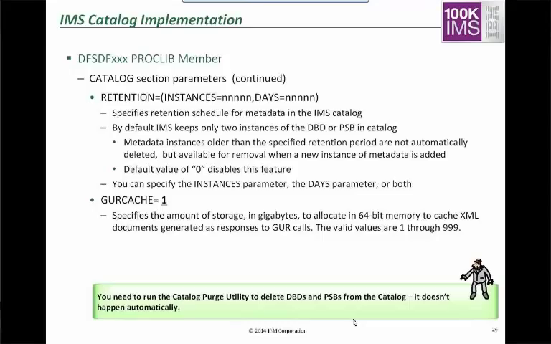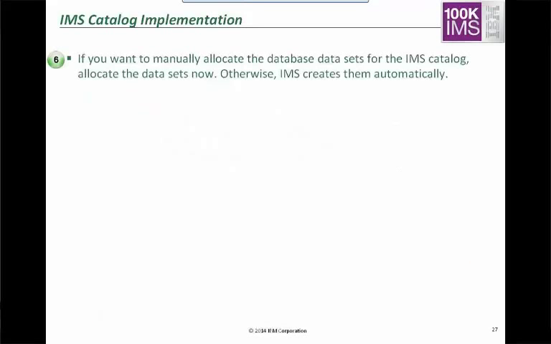There's another parameter called GUR cache equals, and this specifies the amount of storage in gigabytes to allocate in 64-bit memory to cache the XML documents that are generated by the getUniqueRecord call. When we introduced the catalog, we introduced a brand new call called getUniqueRecord, which gets the entire record in the catalog, not just a segment, but the entire record. It puts that information into an XML document, and so how much space you want to allocate for those XML documents, you can specify with the GUR cache parameter. Okay? On to the next page.